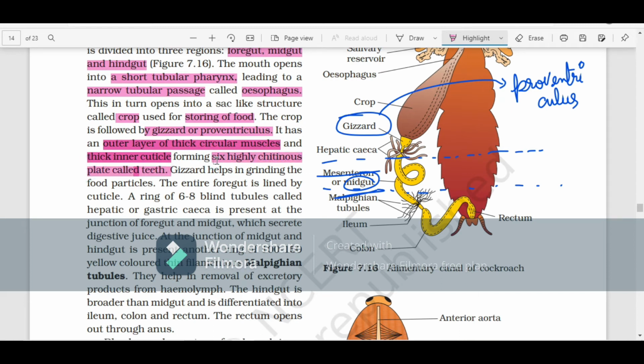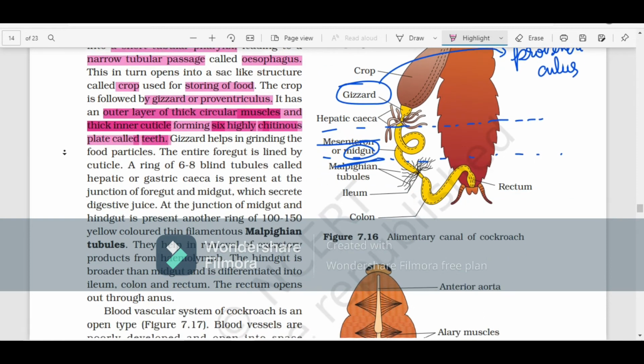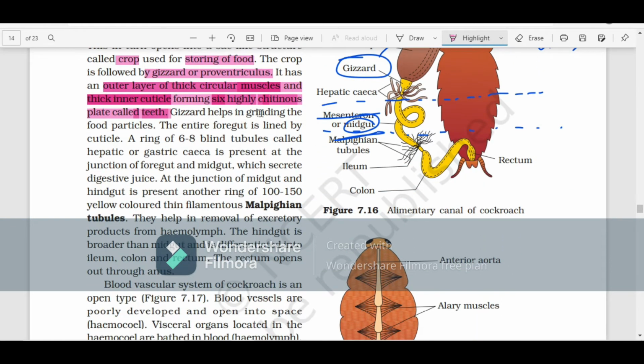How many highly chitinous plates? There's six. What are those plates? That's the teeth, and it is chitinous. Next, the gizzard helps in grinding. G for gizzard, G for grinding, and you'll also get crushing at times, of the food particles. The entire foregut is lined by cuticle. So we saw that there was an outer layer of thick circular muscle. You can just remember it this way.